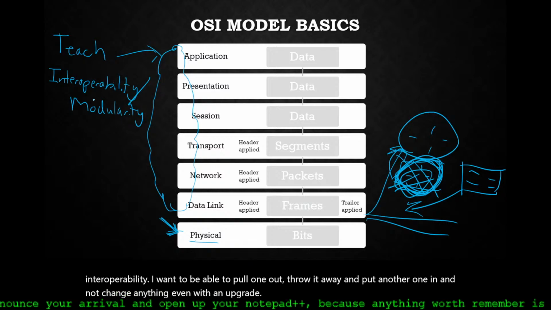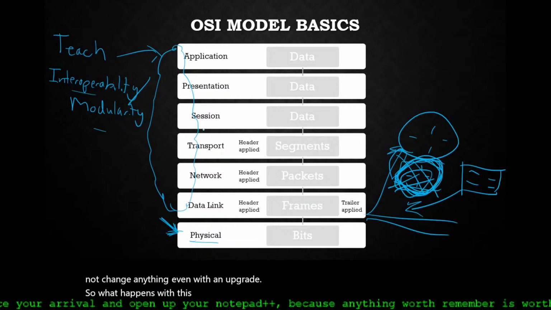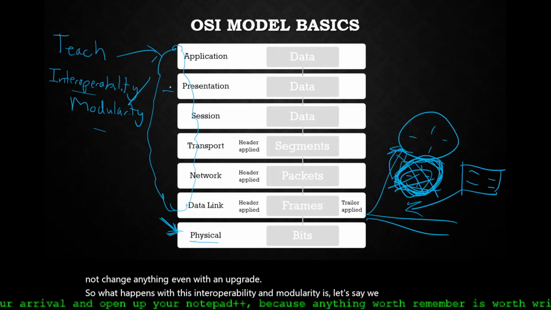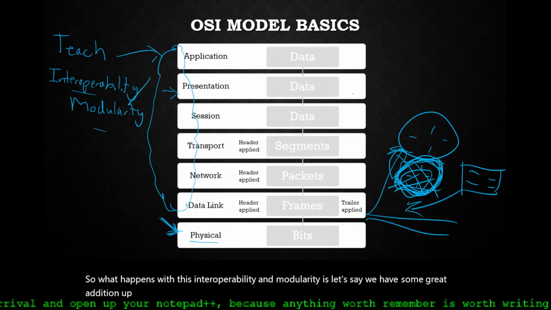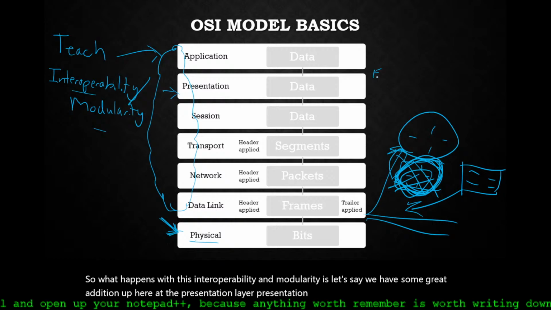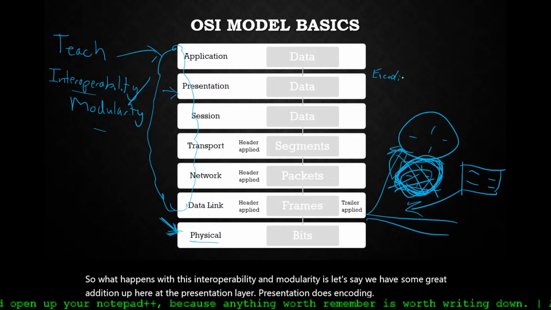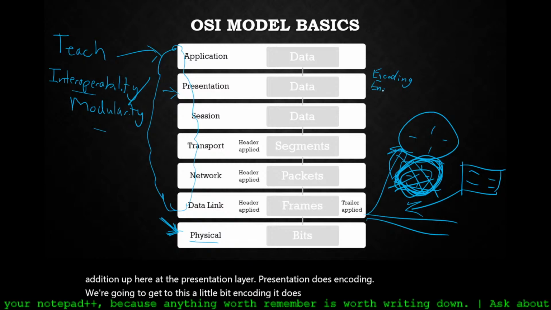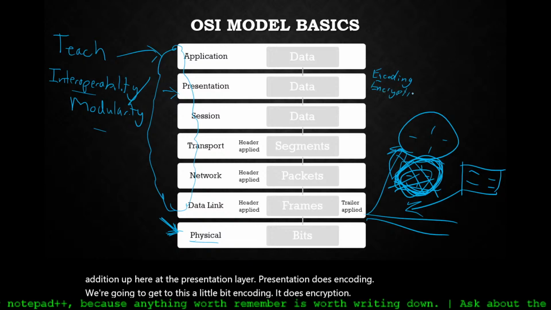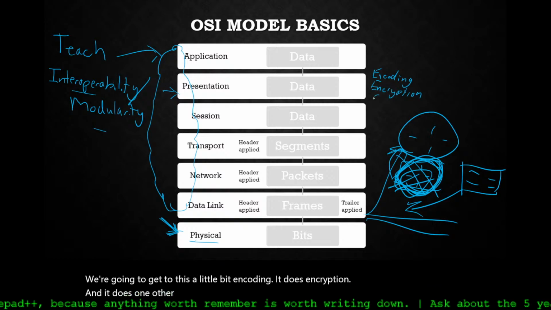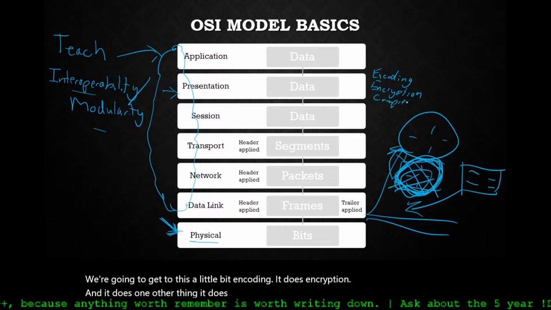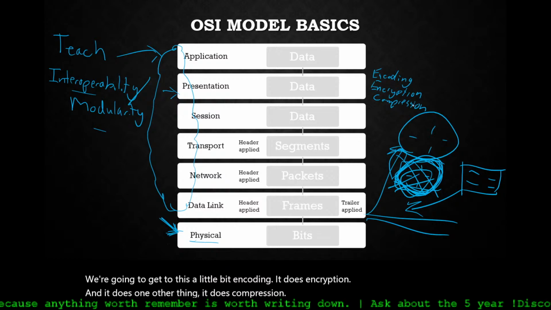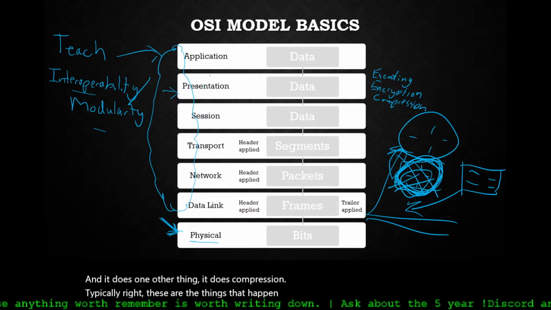So what happens with this interoperability and modularity is, let's say we have some great addition up here at the presentation layer. Presentation does encoding. We're going to get to this in a little bit. Encoding, it does encryption, and it does one other thing, it does compression, typically. These are the things that happen at the presentation layer.